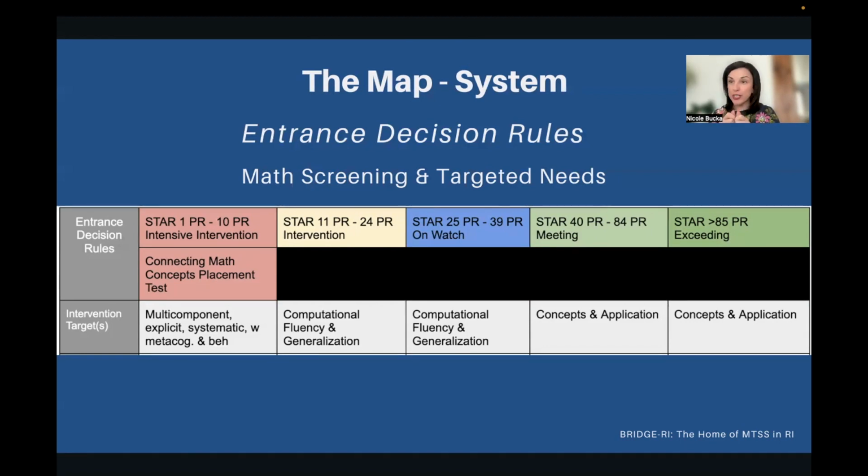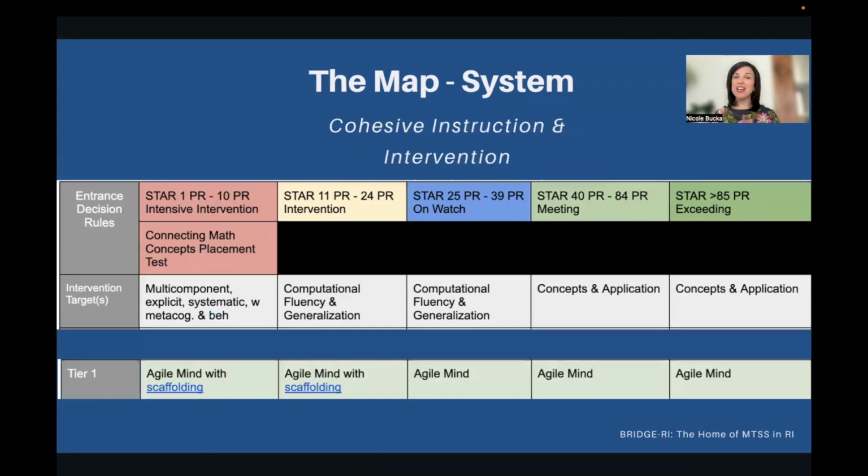So one of the first changes we make is students with IEPs have to be in the map, and we're going to do our best to follow it with them so that what they get from special ed is in addition. Okay, next. Now we want to look at that cohesive instruction and intervention.